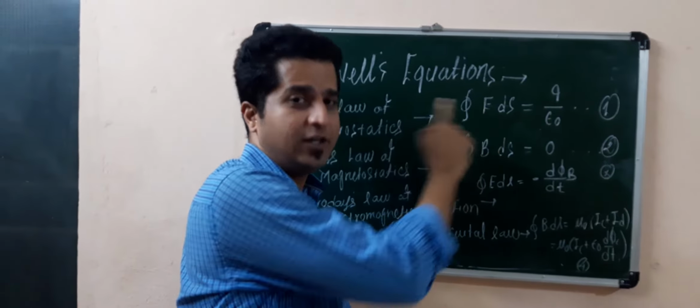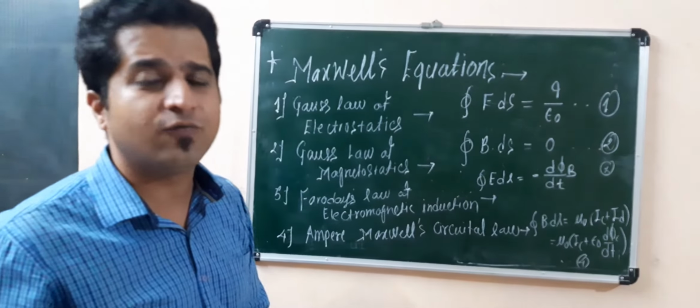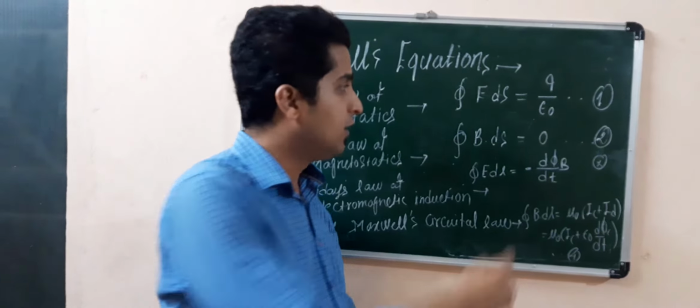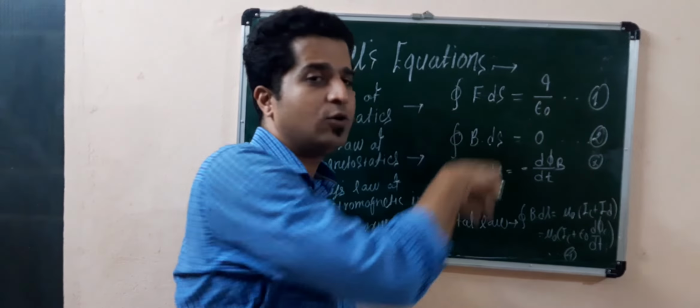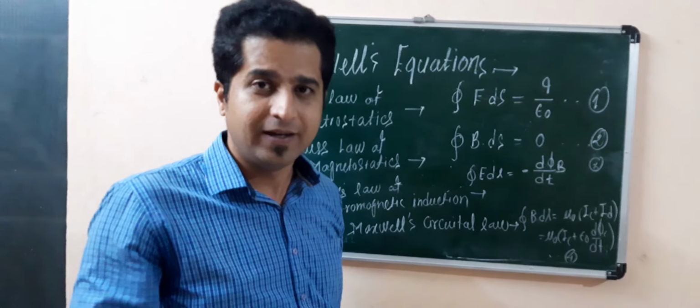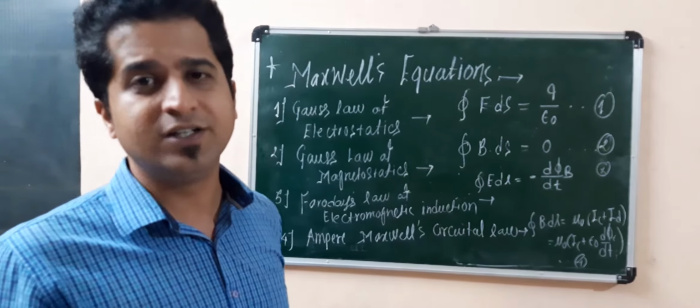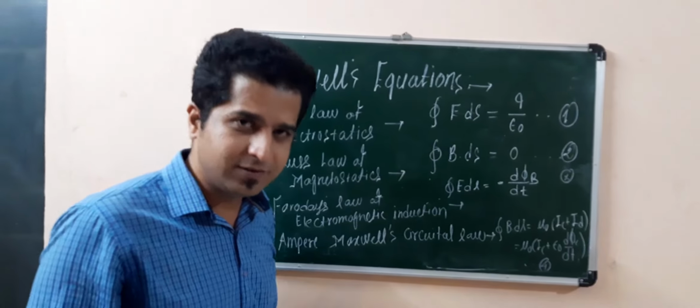Total electric flux for any closed surface is equal to 1 upon epsilon naught times the total charge, that is Q, enclosed in that surface. If the charge enclosed is 0, then the total electric flux will also be 0 for that closed surface.